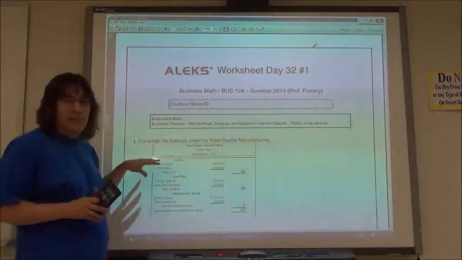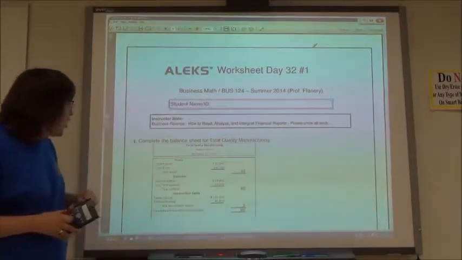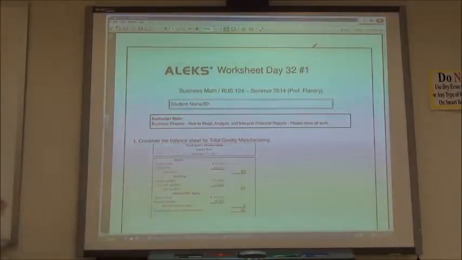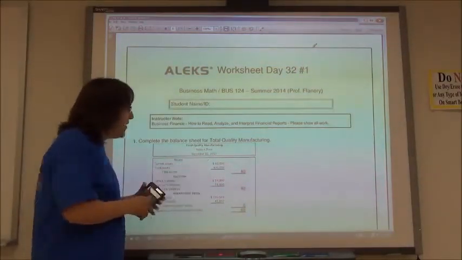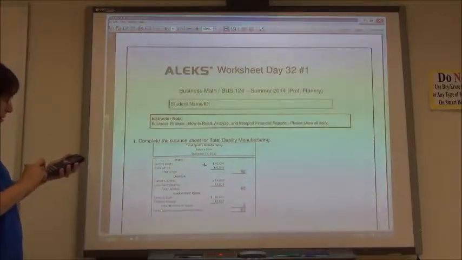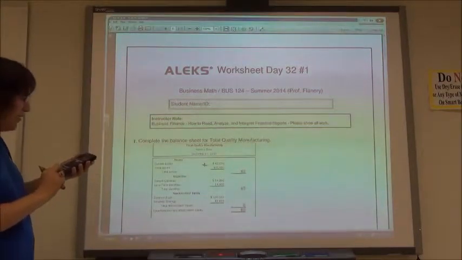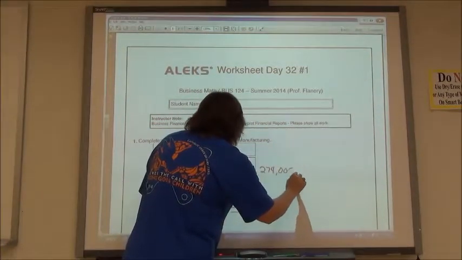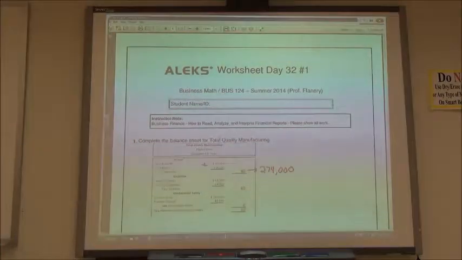So our assets, what do we have going for us? We have $82,000 in current assets. We have $192,000 in fixed assets like our land and our buildings and that kind of stuff. I want to find the total assets. So if I'm just going to find the total, I'm just going to add those two numbers together. So 82,000 plus 192,000 gives me 274,000 for my total assets.